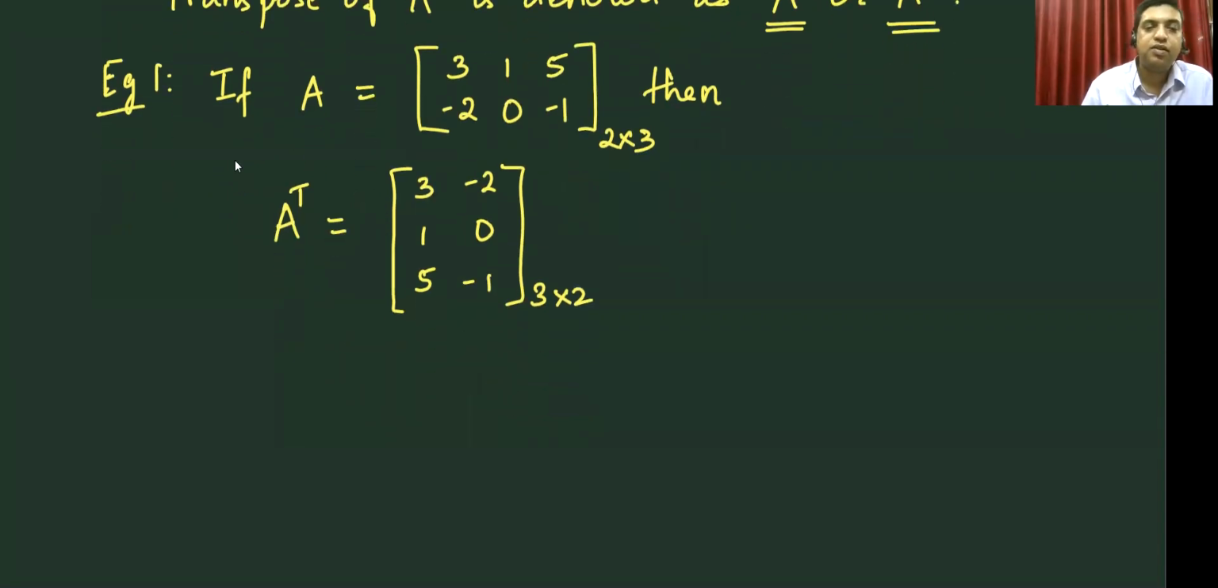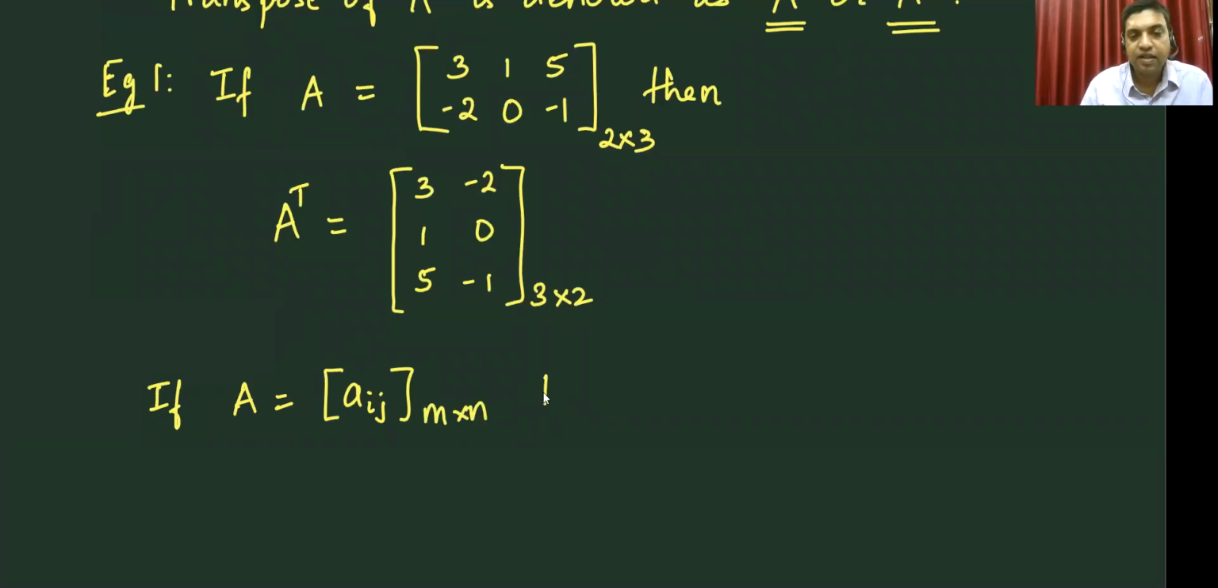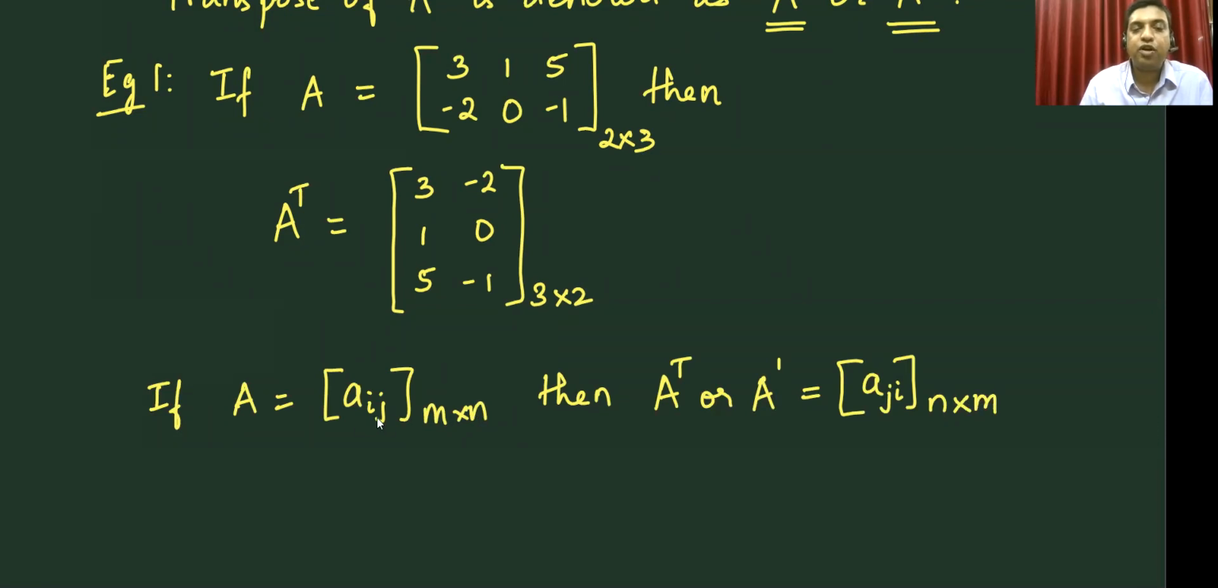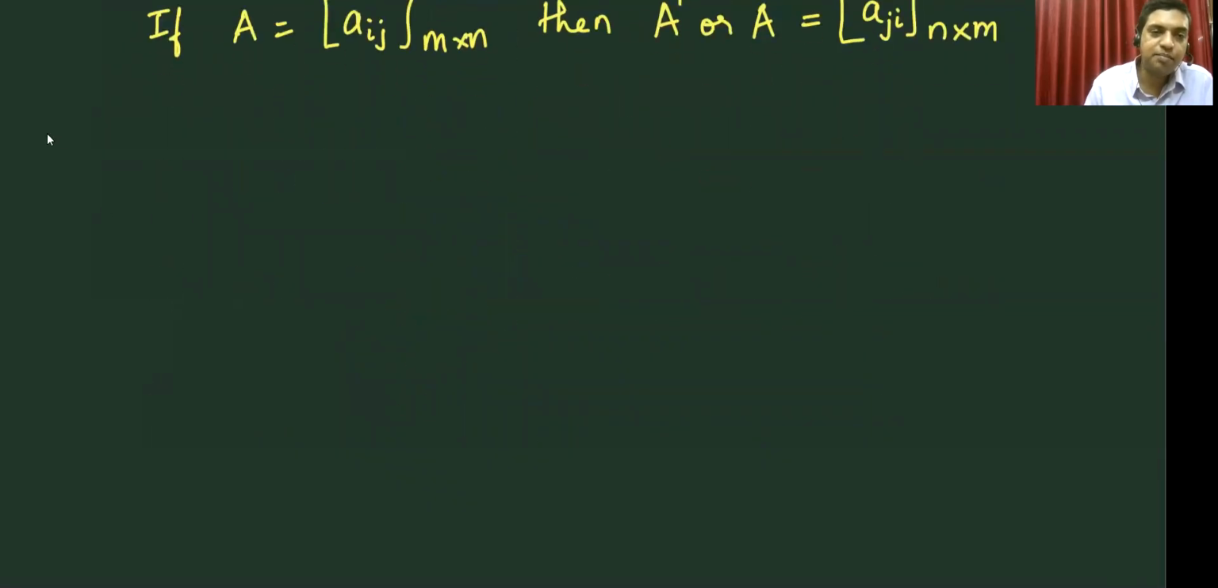So in compact notation, if A is a_ij of order m cross n, then A transpose or A dash will be a_ji of order n cross m. Whatever is ij becomes ji. That means the jth column becomes the jth row here. Okay.